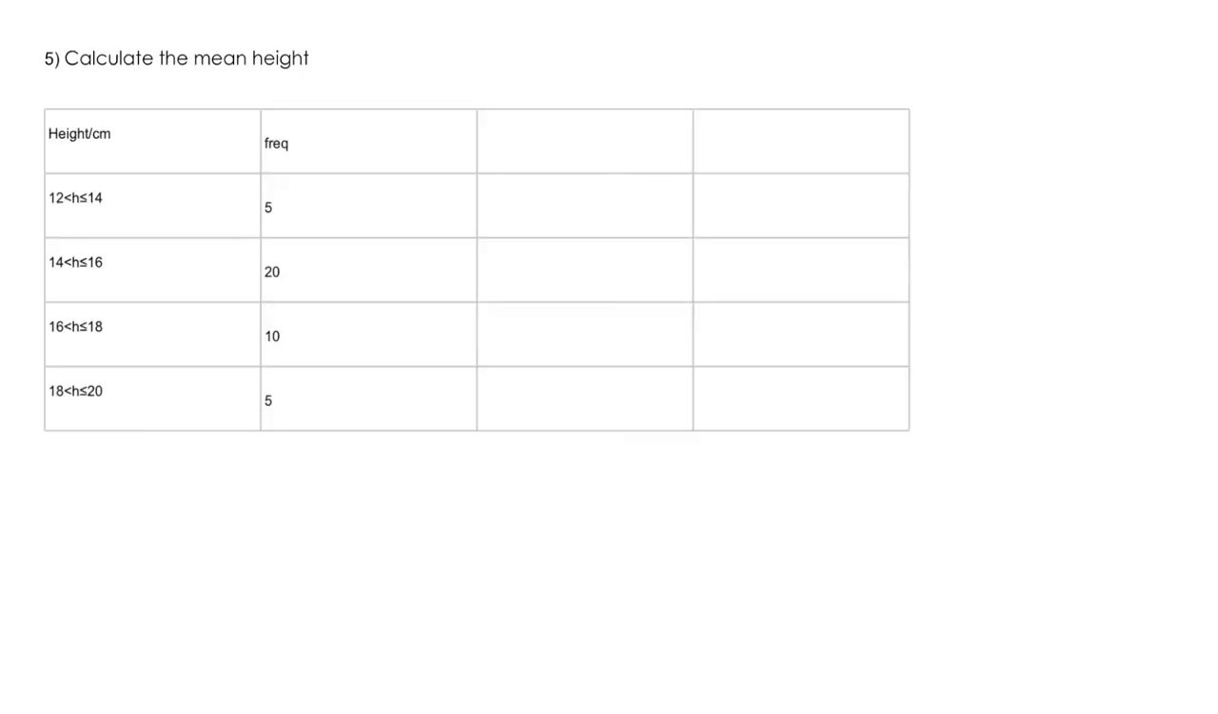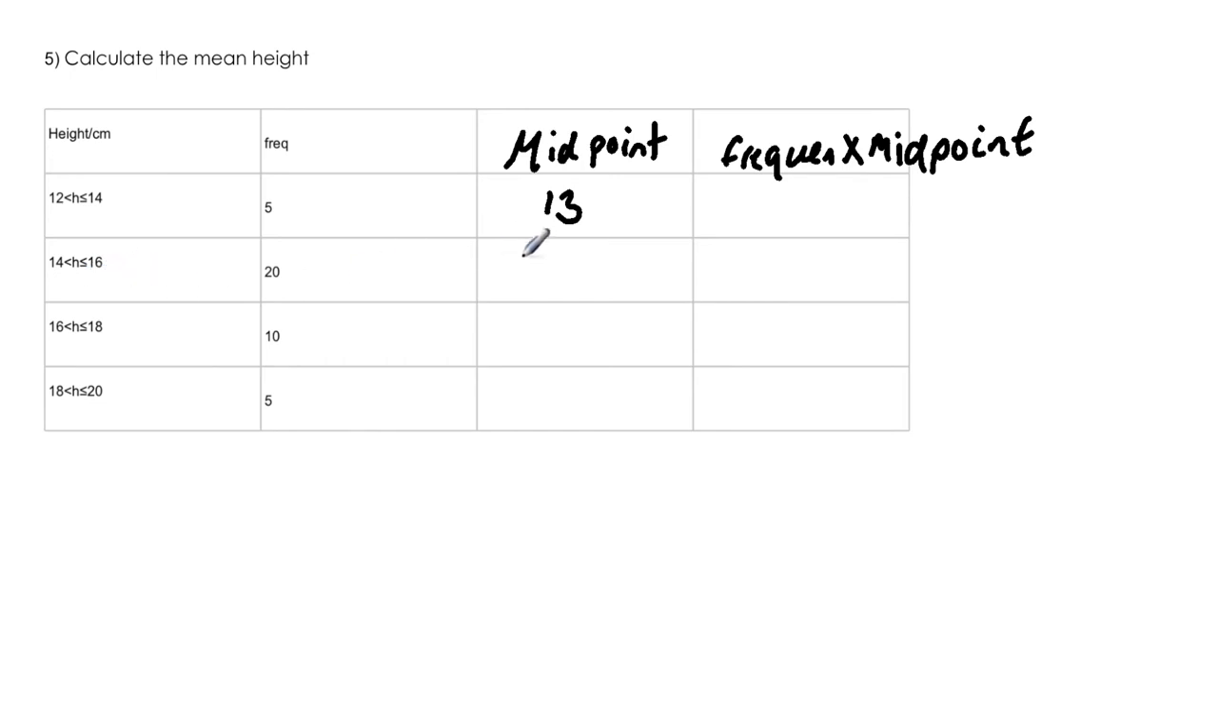So the first thing I'm going to do is label each of my columns. So this is midpoint. And this is frequency times midpoint. Now the next step is to find the midpoint between the group data. So 12 and 14 is 13. 14 and 16 is 15. 16 and 18 is 17. 18 and 20 is 19.